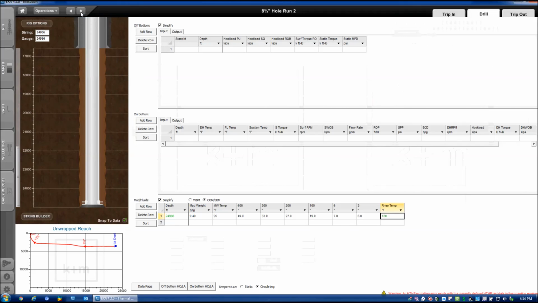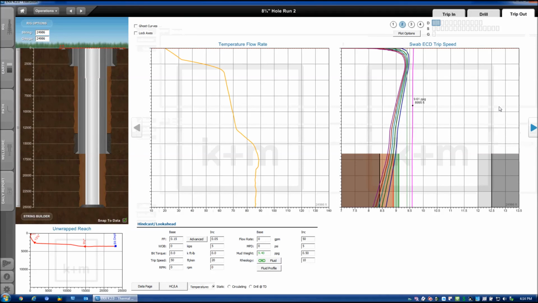But if I was to show you an example of where we're tripping out on elevators, so same well, but now we're just going to pretend we're tripping on elevators. Notice our static temperature profile. We've got our static swab load. So here we've got a 9.4 pound per gallon surface mud weight. At static temperature conditions, that means that the ESD is 9.6 pounds per gallon because I've got a fairly cool wellbore, and I measured my 9.4 pound per gallon at 95 degrees Fahrenheit. And you can see that most of my well is not 95 degrees Fahrenheit. It's less than 95 degrees Fahrenheit. That's why my ESD is higher.